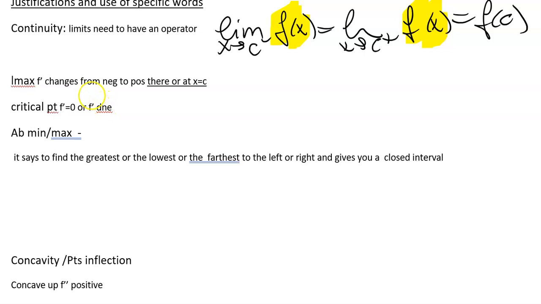Another justification that we have was local max. So the derivative changes from negative to positive at x equals c. It's important to say where it occurs. Okay? So the derivative changes from negative to positive at x equals c, and similarly also for local min.